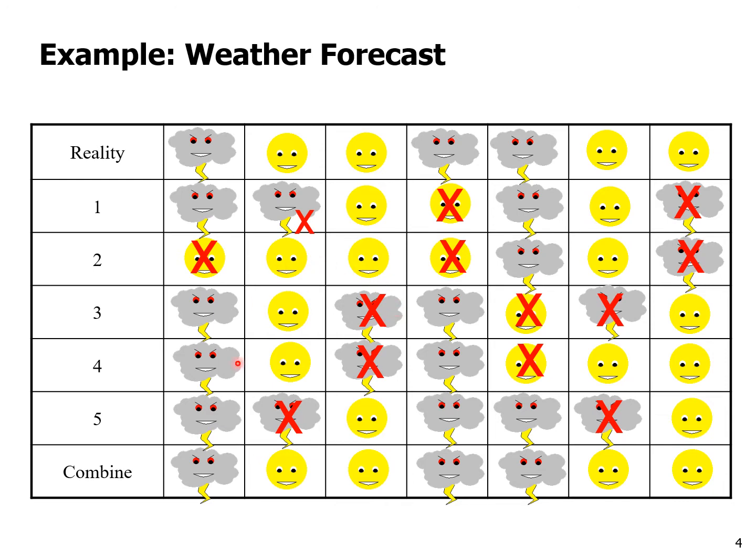But if you combine the results of each classifier and use majority voting, then for this data, the majority is cloudy, so the answer is cloudy. For this one, the majority is sunny, so we have 3 sunny, 2 cloudy, and the final answer is sunny. Here again, the majority is sunny and the majority is cloudy, etc. So by combining the results, the final answer is exactly the same as the original answer.